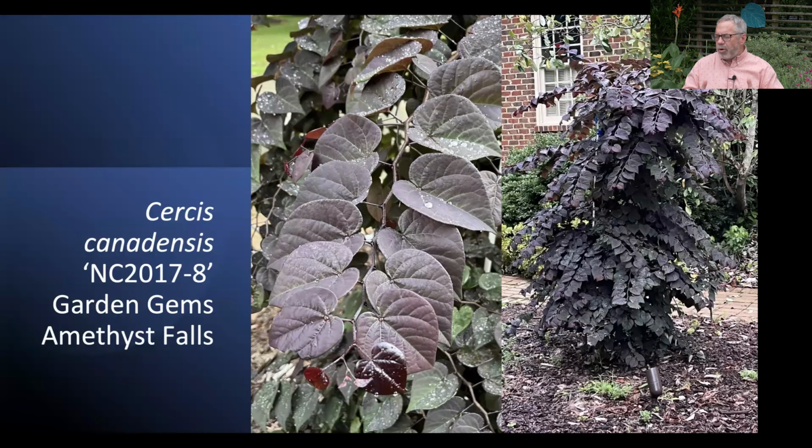And unlike some of our earlier weeping introductions that I'll show in a second, which were very strict weepers, they go straight down unless you really work with them. Amethyst Falls is a little bit more graceful and wider, but still on a dwarf plant, so it doesn't get too big. Because of the small leaves, the purple lasts longer than a lot of other purple-leafed trees and shrubs here in the Southeast. So we really like that. Will it last all summer? No, but it's better than some of the other ones.